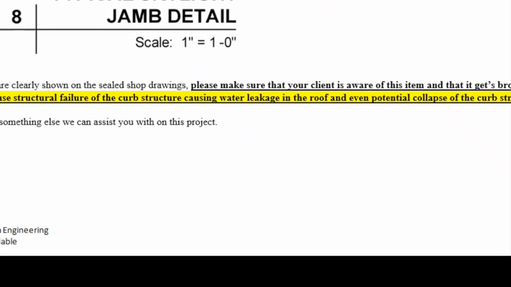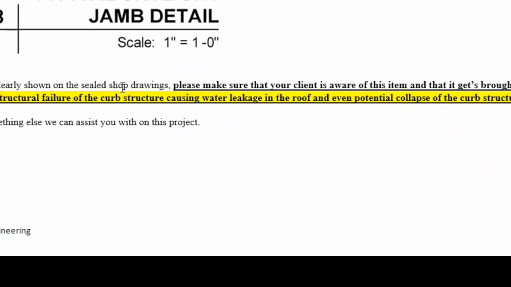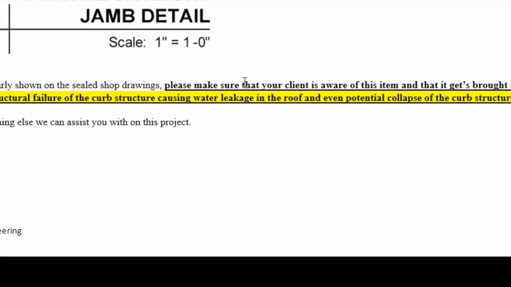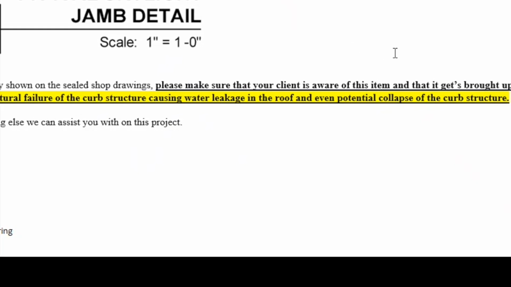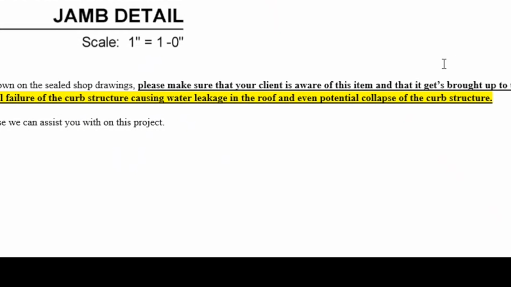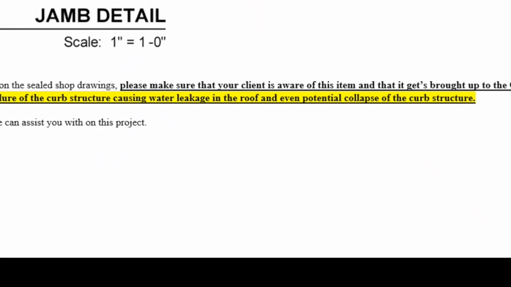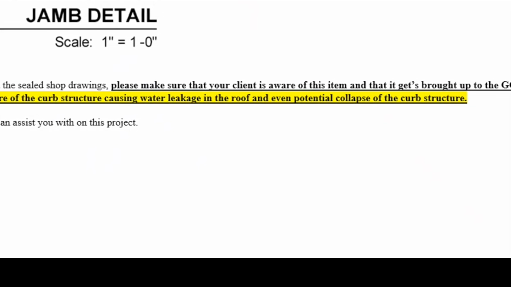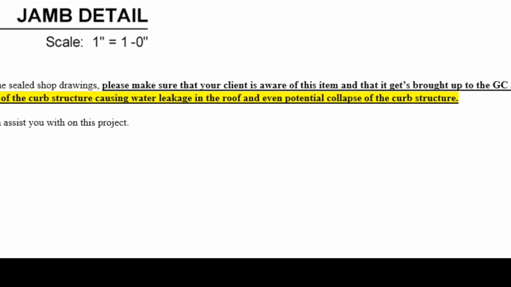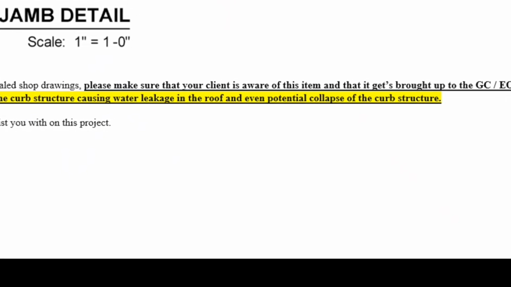And also we let them know that although our reaction loads are clearly shown on the sealed shop drawings, please make sure that your client is aware of this item and that it gets brought up to the GC or EOR. And highlighted, overlooking this item can potentially cause structural failure of the curb structure, causing water leakage in the roof and even potential collapse of the curb structure.